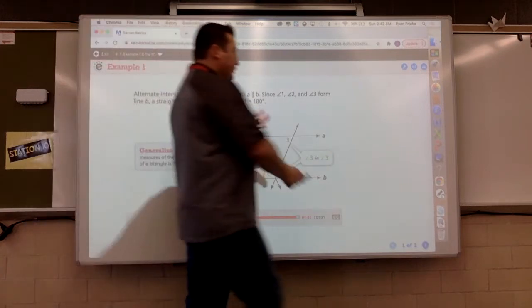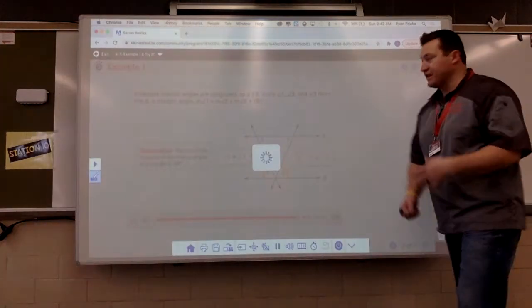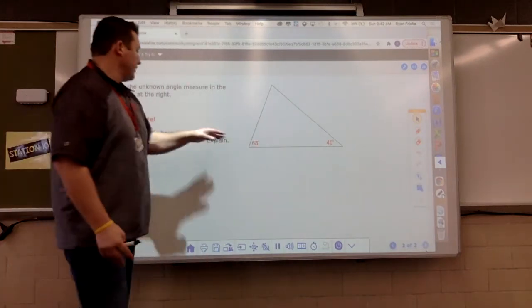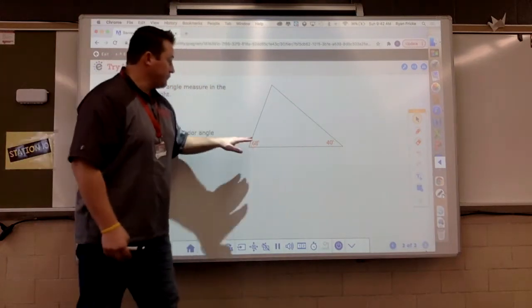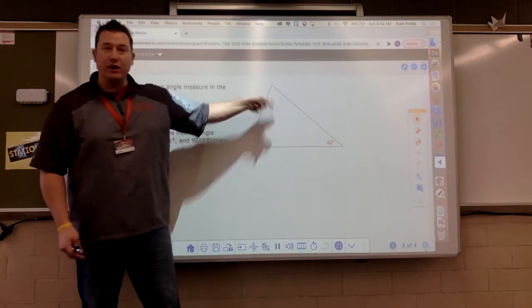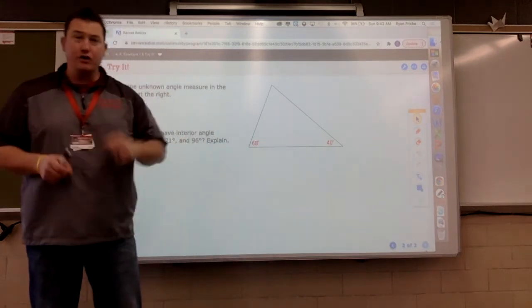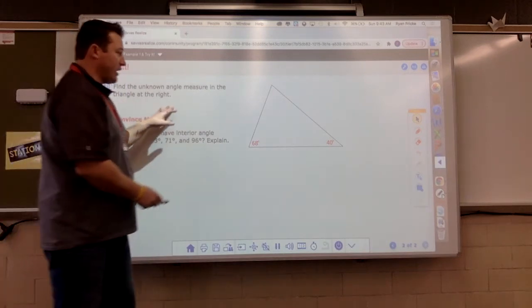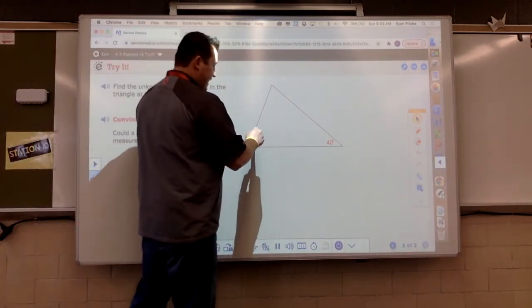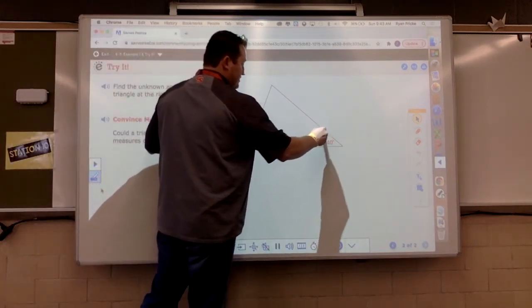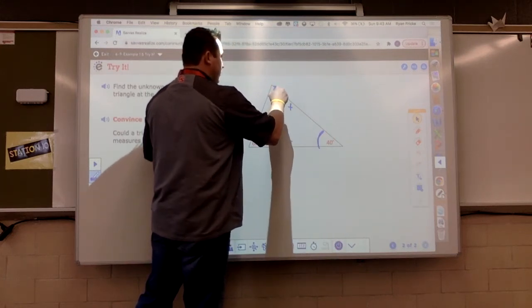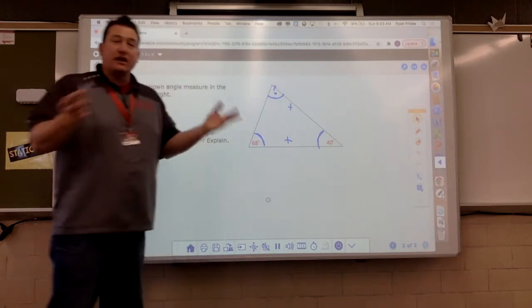So are we able to figure out missing measurements in a triangle if we know two of them? Of course we can, folks. So here it is on our triangle. They've given us these two angles. They said, what is this missing angle up here? All you have to do is say, there's 180 degrees in a triangle, right? We know that. So this angle plus this angle plus this missing one, we'll put a question mark, those three have to equal 180.